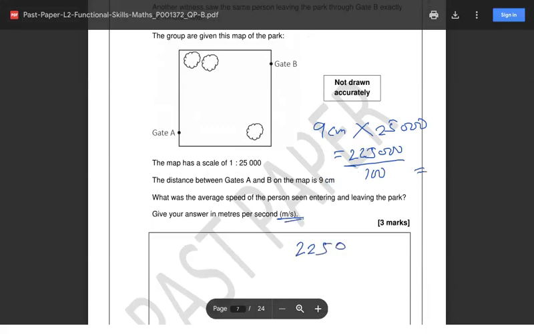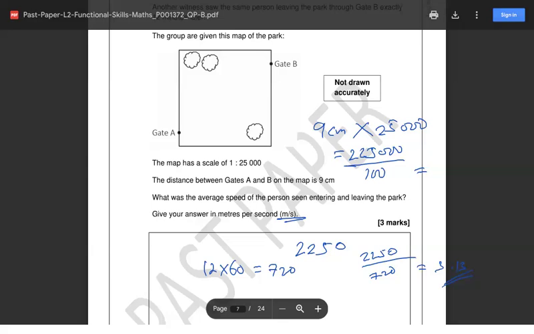Then to seconds, there is 12 minutes later. So 12 minutes to seconds, 12 times 60, that gives you 720. Then 2250 divided by 720. That's going to give you 3.13.